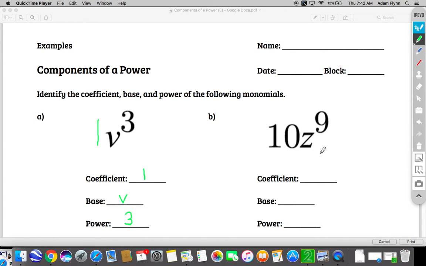Taking a look at B, our coefficient, the number out in front, is 10. Our base is z. And the power is 9. Pause the video if you need more time.